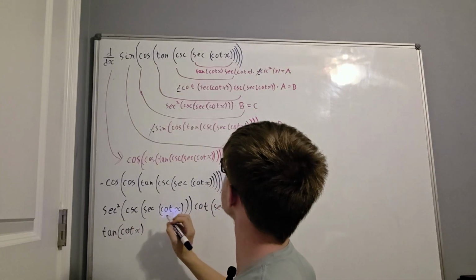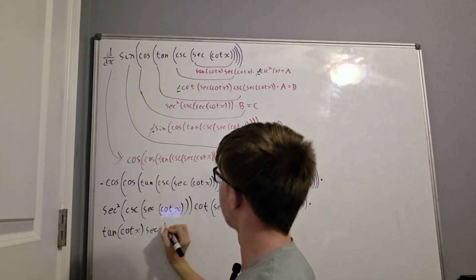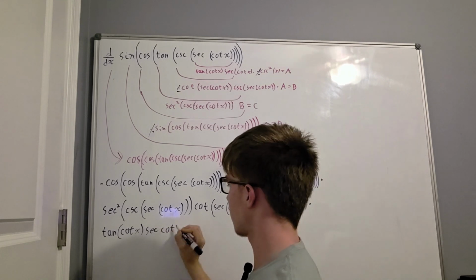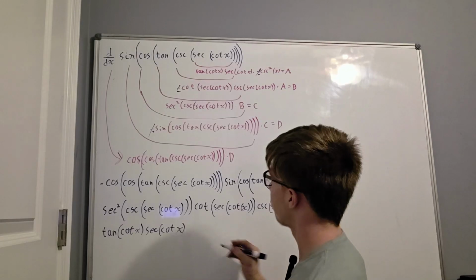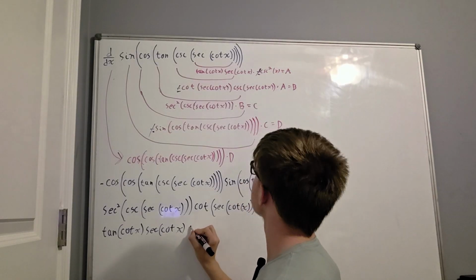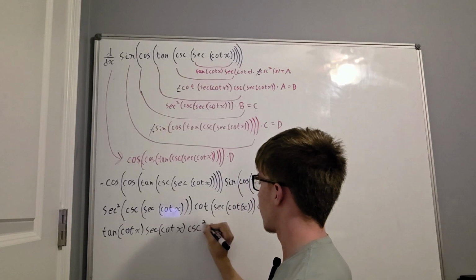Oh, that looks kind of nice. Secant of cotangent of x. I did not solve this beforehand, so I'm just going. And then we're left with a nice cosecant squared x.